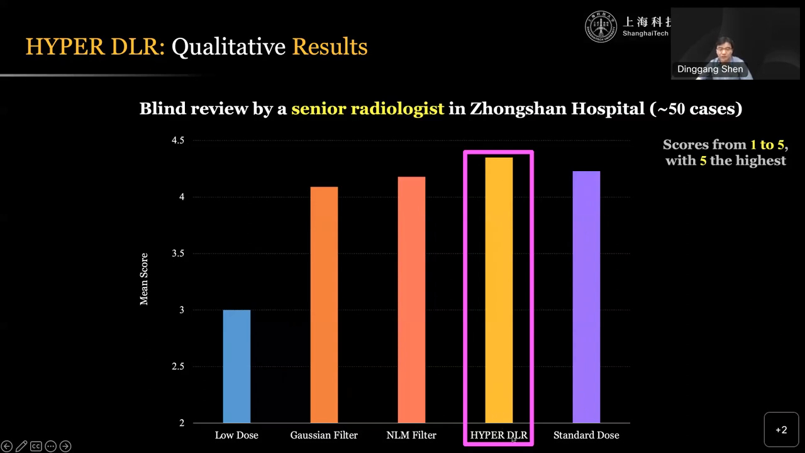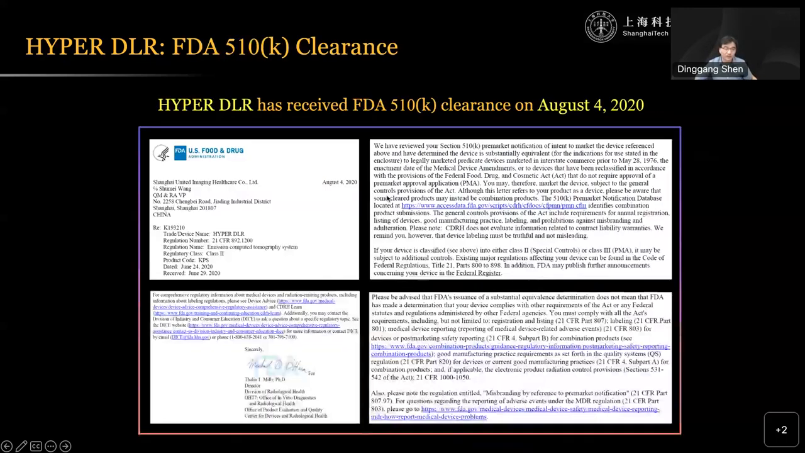And now, of course, because you use a deep learning algorithm and you have the convolutional kernel, sometimes the image appearance to the physician is such that the scoring is better than the standard dose. So this is just the measuring results, or visual measuring results, from the physician. And this technique is also something we got FDA approved about 2 years ago.